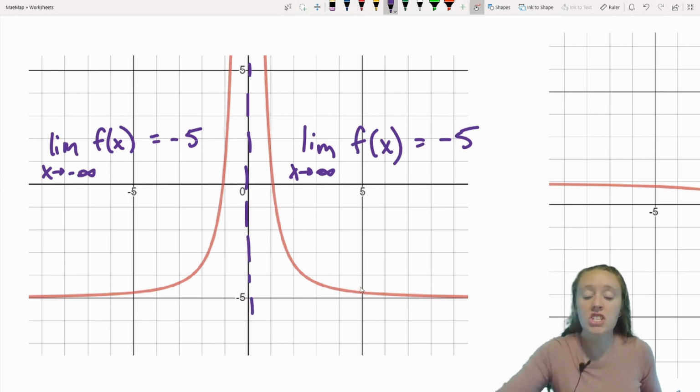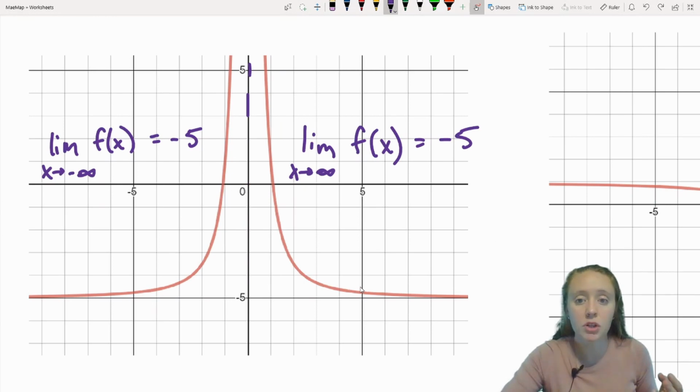So if you can envision what makes that vertical asymptote, that's when we have a factor in our denominator that makes our function undefined that we can't cancel out. So because this vertical asymptote is at x equals 0, we know that we have an x in our denominator that we weren't able to cancel out.